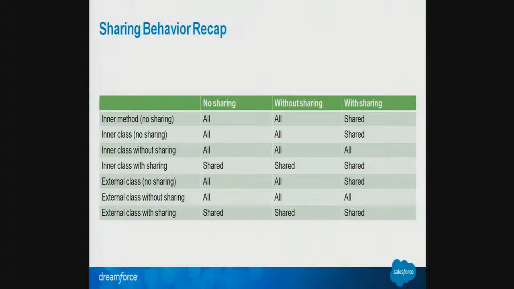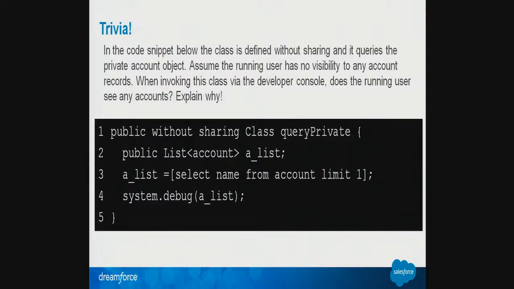And with that, we will go to trivia. So the code snippet below has a class which is defined as without sharing, and it queries the private account object, so the user shouldn't have access to this if sharing is respected. Assume the running user has no visibility to any account records. So when invoking this class via the developer console, does the running user see any accounts? And explain why for this one. So we'll want an explanation.